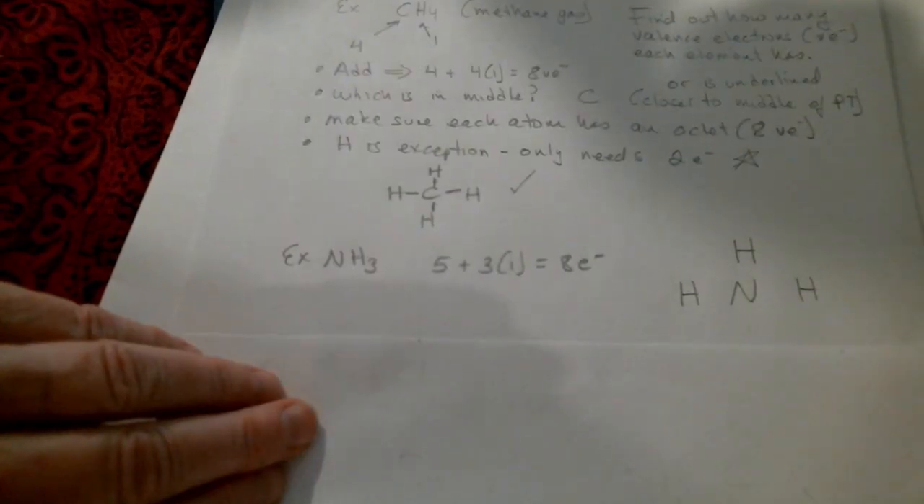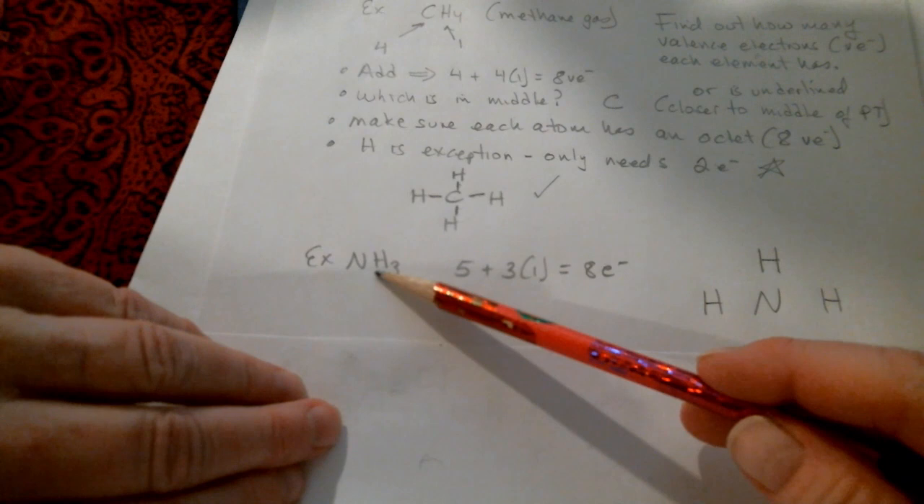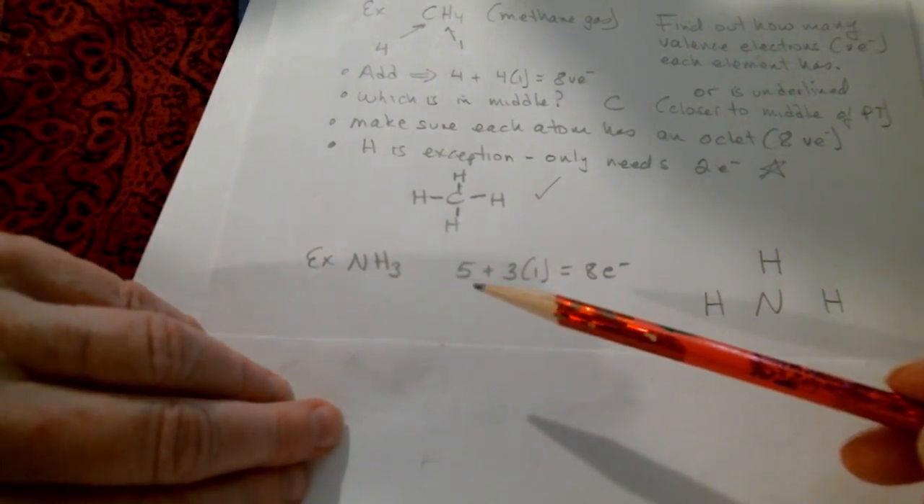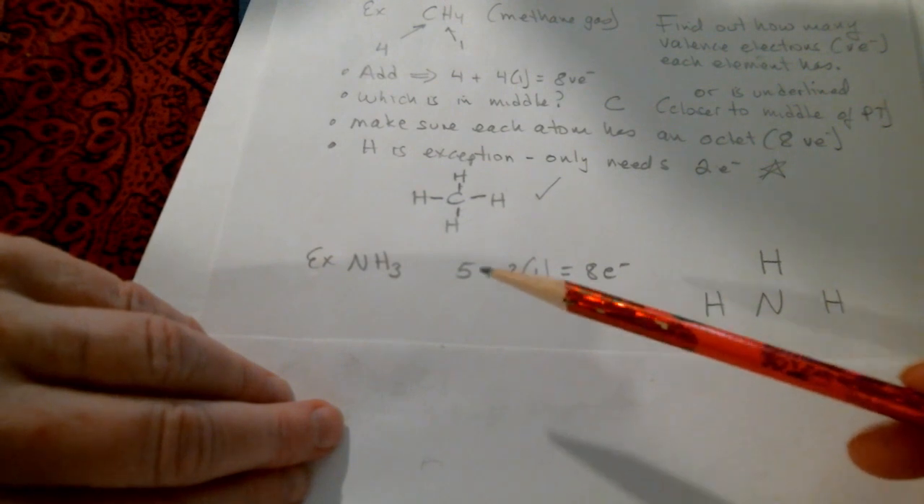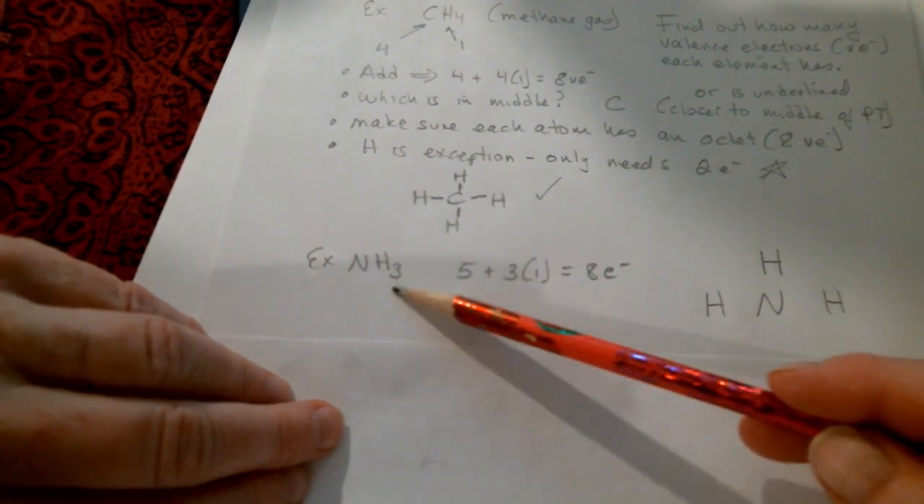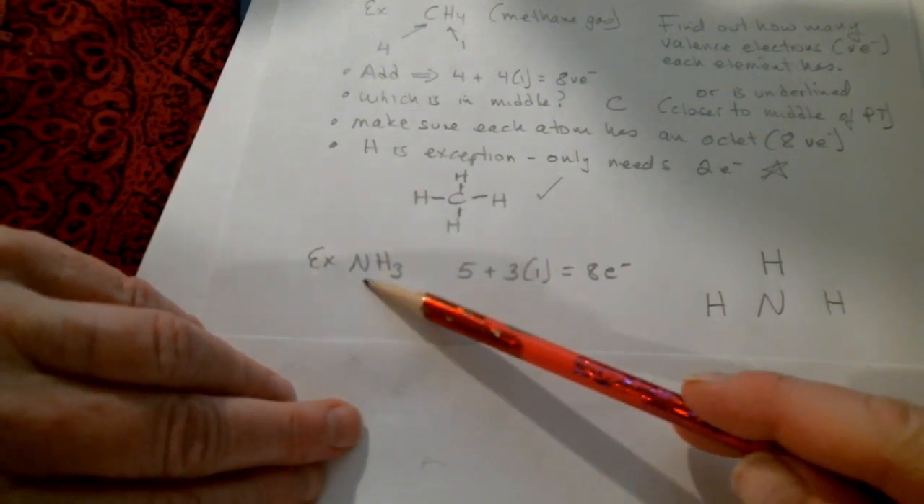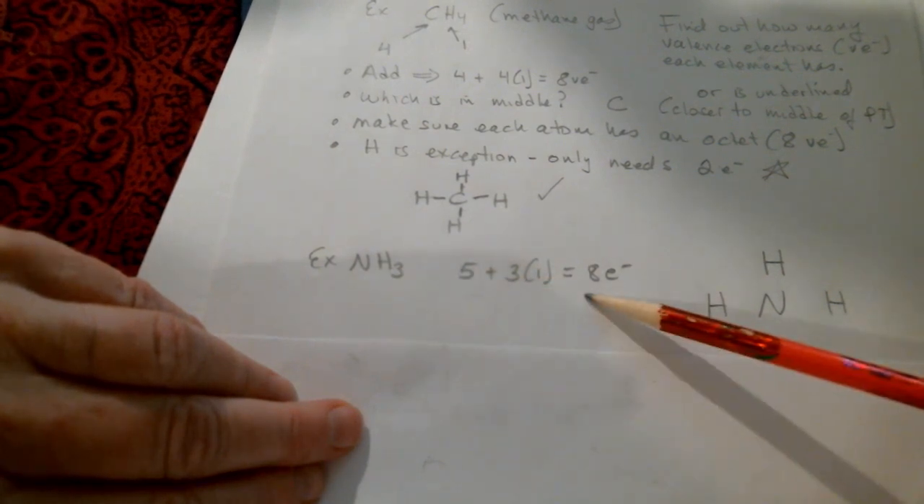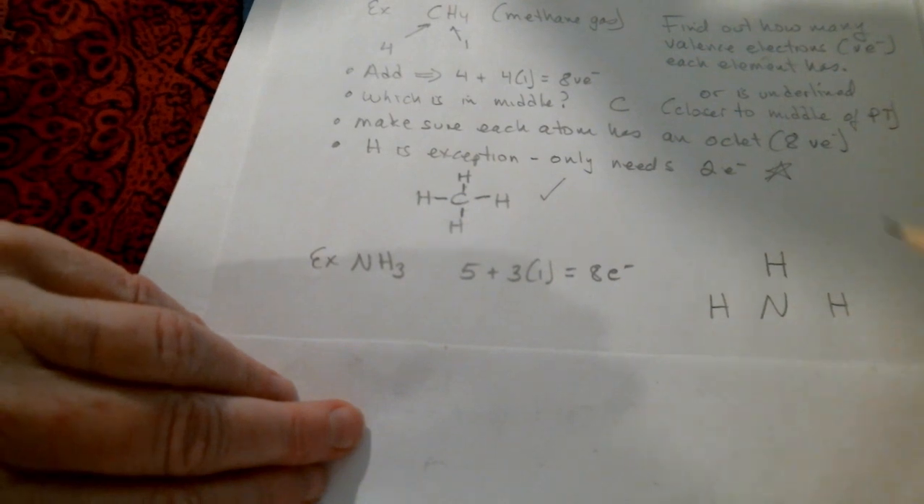Okay, let's try another one. Nitrogen and 3 hydrogens. This is ammonia. If you've ever used a window cleaner, that ammonia smell, it's real strong. This is it. Okay, so nitrogen has 5, hydrogen has 1, and there's 3 hydrogens. Add those all together, I should have 8.